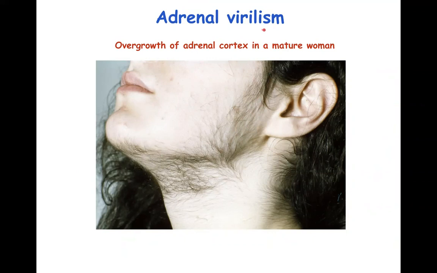The word virile means male, male characters. So due to adrenal cortex overgrowth, there is a virile character, maleness, produced in a female. Therefore, the condition is called adrenal virilism. So you can understand how even a small oversecretion or undersecretion of the hormones produces serious defects.